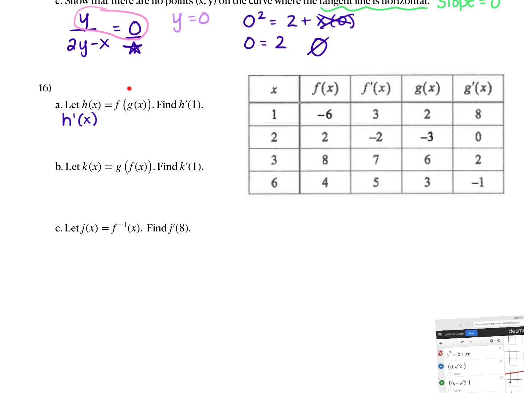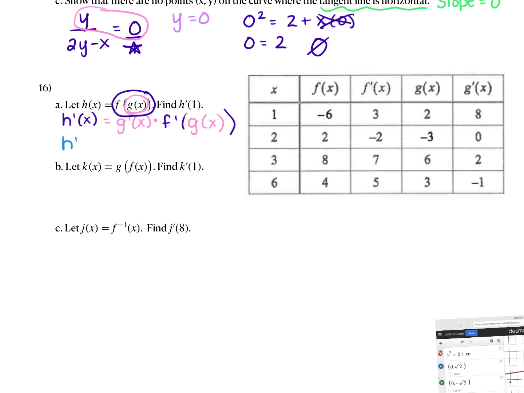If I'm having to take the derivative of this thing, that's going to involve the chain rule. So I'm going to start with this inside derivative, g prime of x, times, and then I'm going to go back to the outside and take the derivative, but it's not f prime of x, it's f prime of the thing in pink, which was g of x. Now let's figure that out at 1.